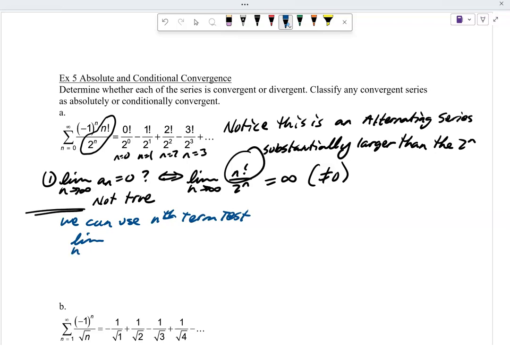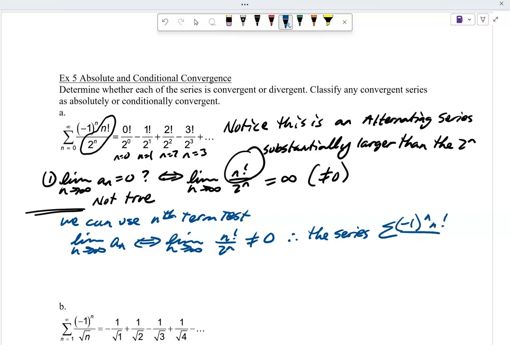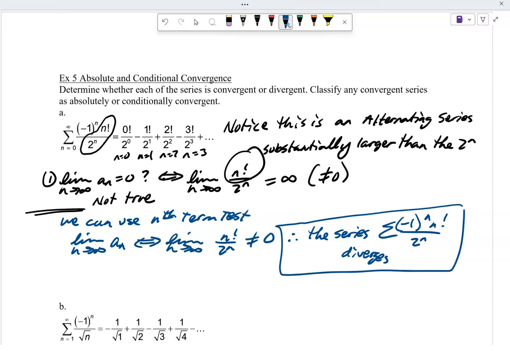So the limit as n goes to infinity of a sub n is not zero. Therefore, the series diverges. Okay.